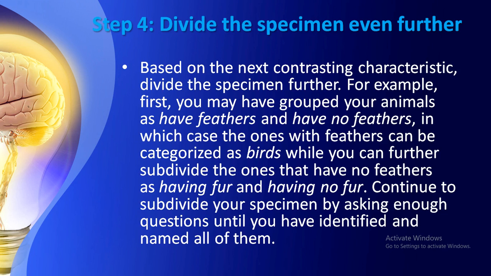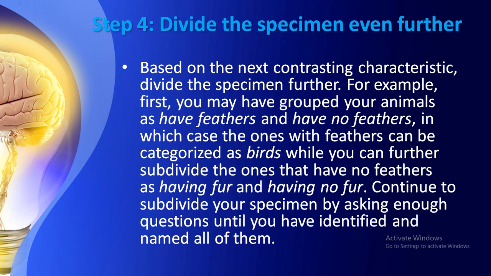Step 4. Divide the specimen even further. Like how? Based on the next contrasting characteristics. For example, first you may have grouped your animals as have feathers and have no feathers, in which case the ones with feathers can be categorized as birds, while you can further subdivide the ones that have no feathers as having fur and having no fur. This is the second question.